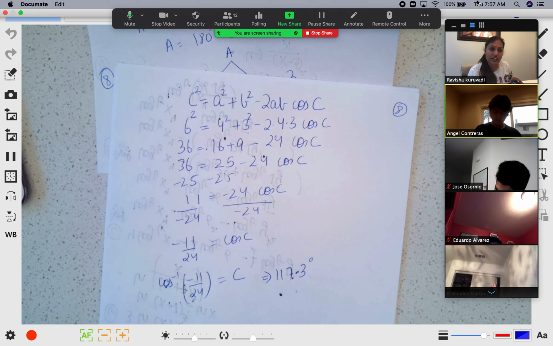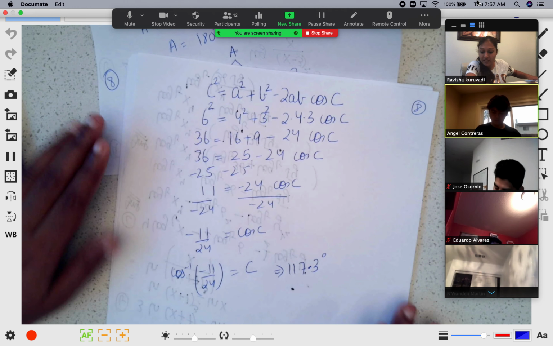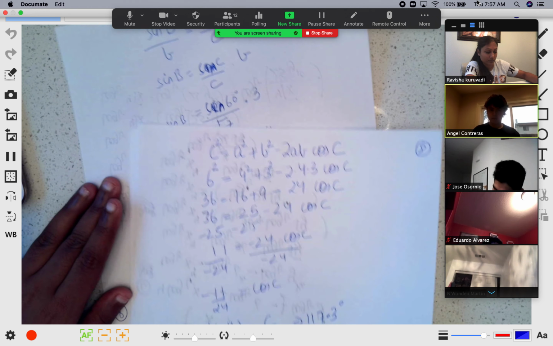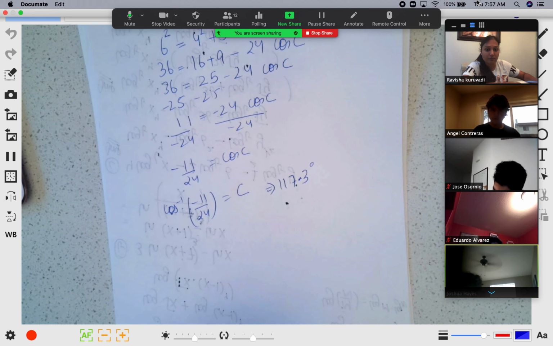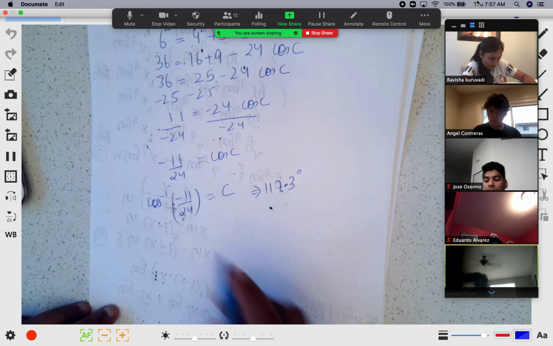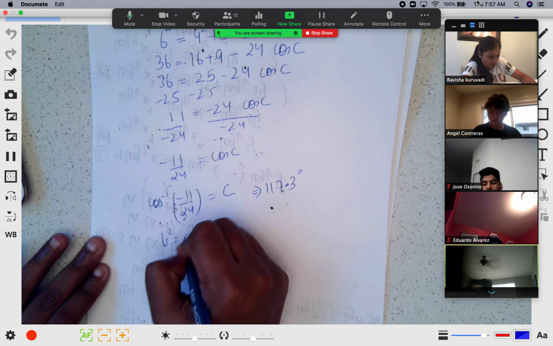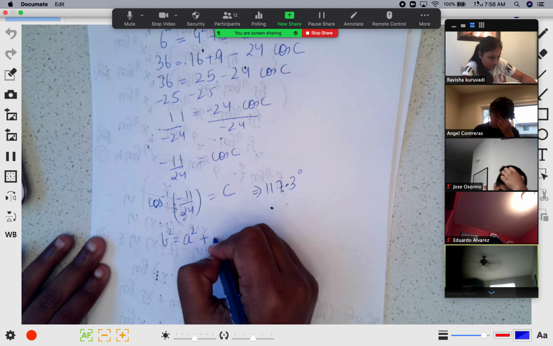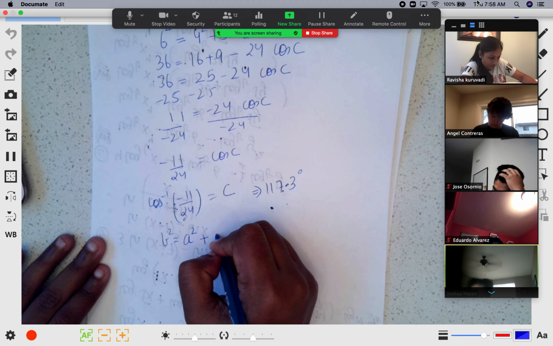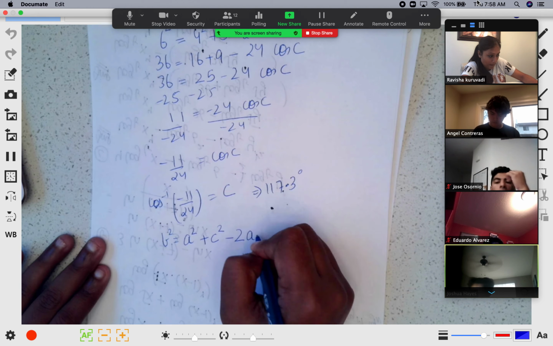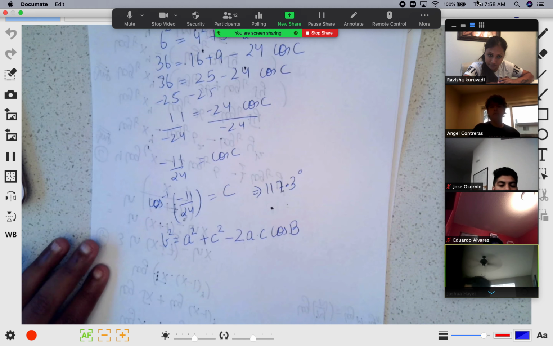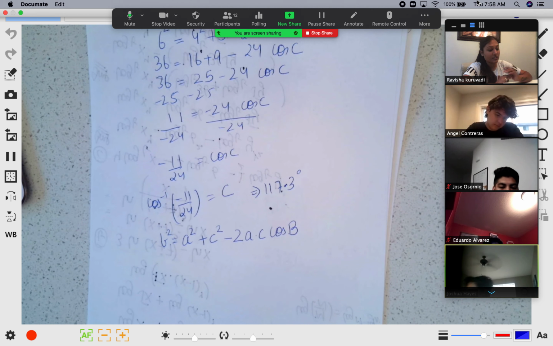Similarly, you can find your B and A using the other two formulas. Let's use another formula and find your B. Can I have Joshua? Okay, Joshua, you're going to help me find my B. If I have to find my B, which formula will I use? B squared equals A squared plus C squared minus 2AC cosine B. Okay, so let's put in values. What's your B?